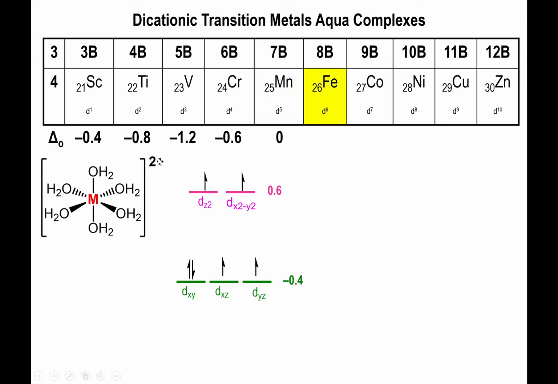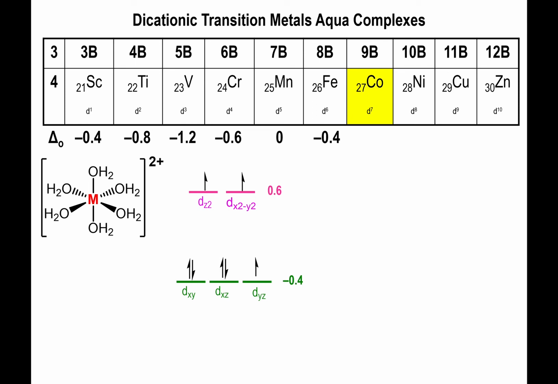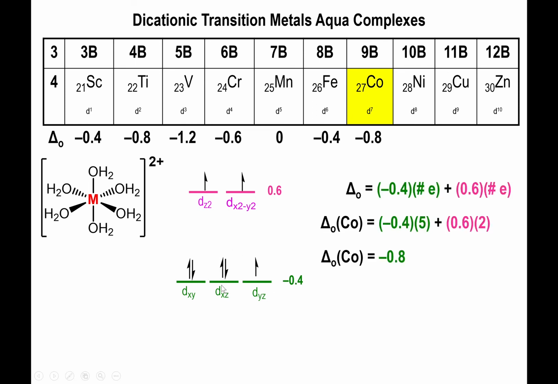Moving on to iron, however, which has 6 electrons, now that we have filled in each box individually with an electron, the 6th one has no choice but to be paired up in the bottom energy level set, the negative 0.4 energy set. And so now we have 4 electrons on the bottom orbital. We still have 2 on the upper one. If you do the math, you'll find out that the stabilization energy ends up being negative 0.4. Moving on to cobalt, you add 1 more electron. Carry out the math and you find out that the stabilization energy is negative 0.8.